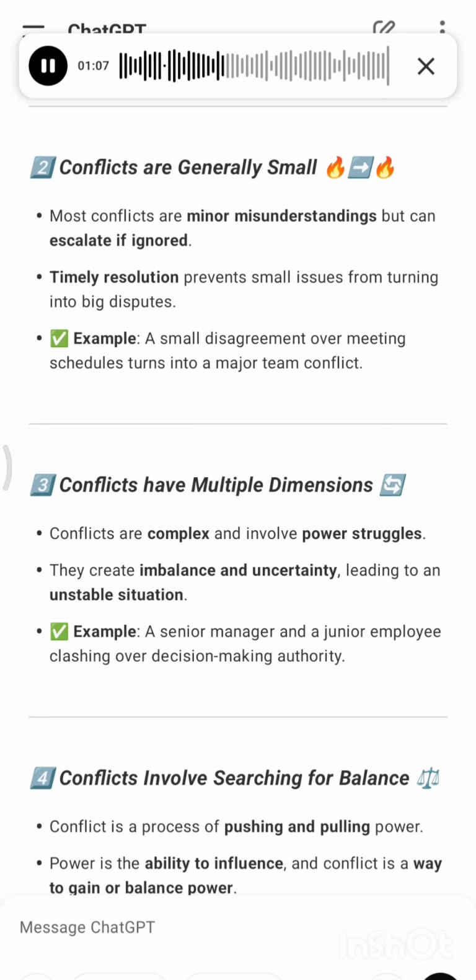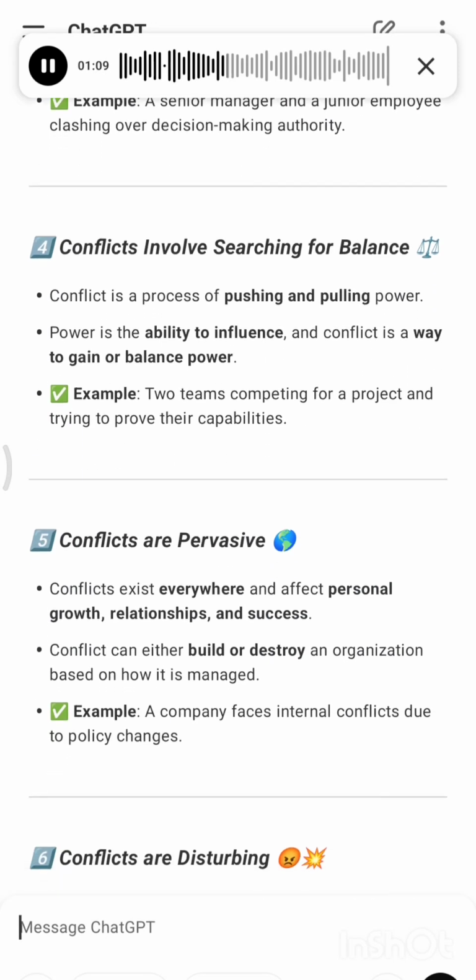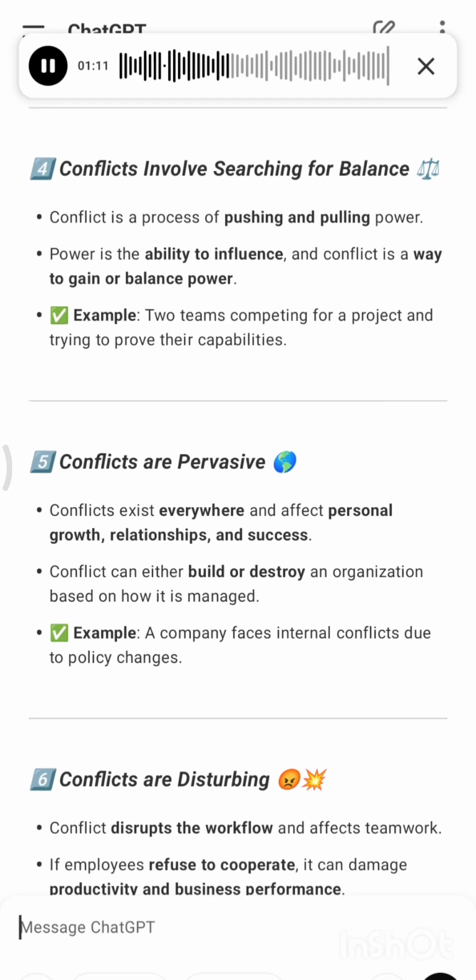4. Conflicts involve searching for balance. Conflict is a process of pushing and pulling power. Power is the ability to influence, and conflict is a way to gain or balance power. Example: two teams competing for a project and trying to prove their capabilities.